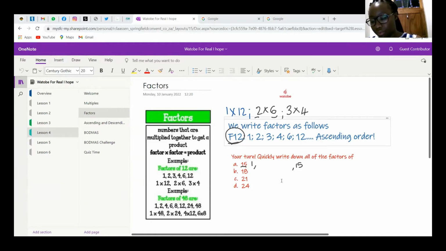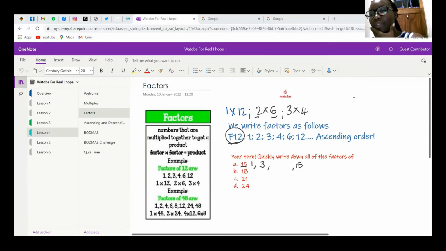Other factors is 3. And 3 times what is going to give us 15? 5. Exactly. 3 and 5. Okay. Are we missing any other factors?